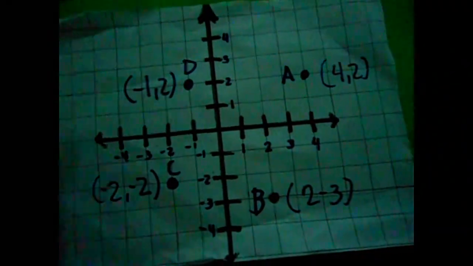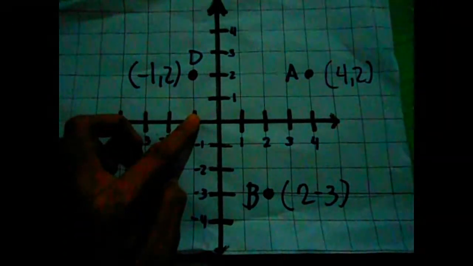Next is to plot the point negative 2 and negative 2. I'll start at the origin here, then count backward 2 units along the x-axis: 1, 2. Then count down 2 units parallel to the y-axis: 1, 2, and we'll make a dot, so this will serve as point C.